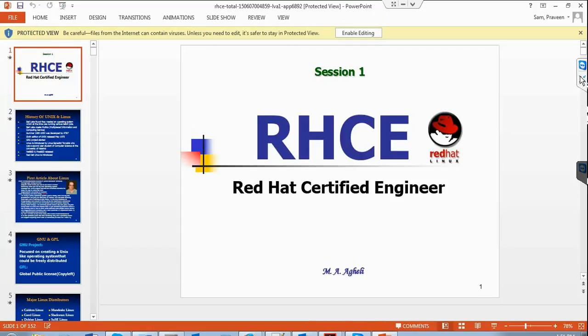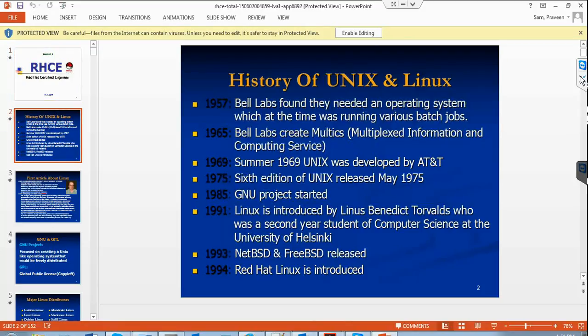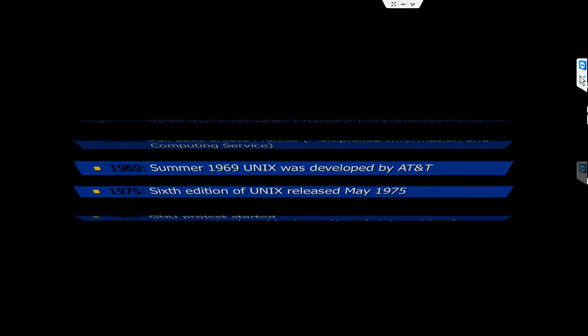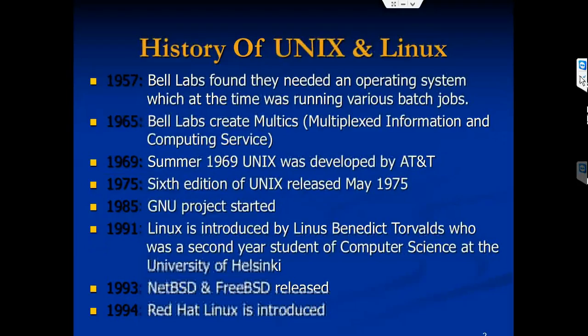What is Linux? This is the history of Linux. The first OS that was started was Multics. It's proprietary. It means the code is owned by a particular person. No one can alter the code, and no one can have their changes in their OS. It's 1965.